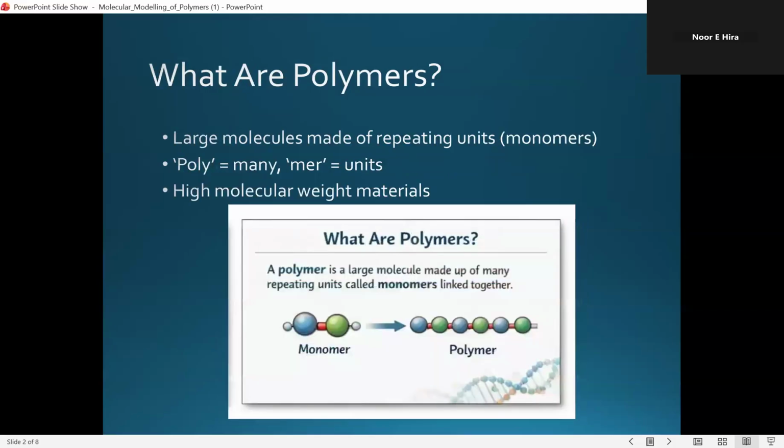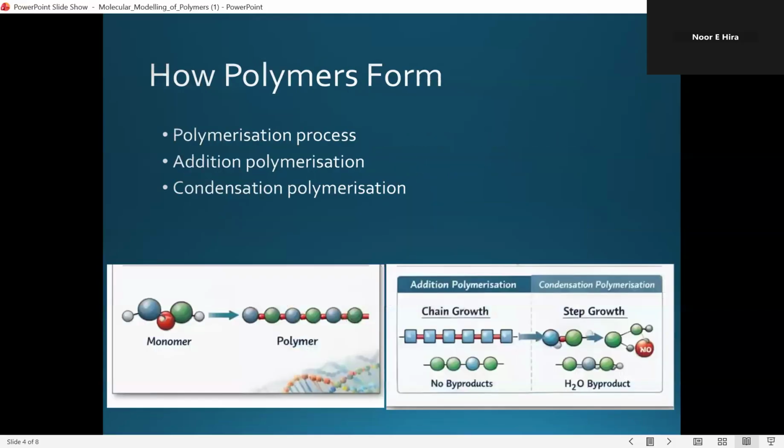So now you know what polymers are and some examples. Now comes the point of how they are formed. Polymers are formed through a chemical process known as polymerization, where monomers link together to form a chain. It can be done by addition polymerization, where monomers add sequentially to the growing chain without producing any byproduct. No byproduct is formed. They just link together and form a chain.